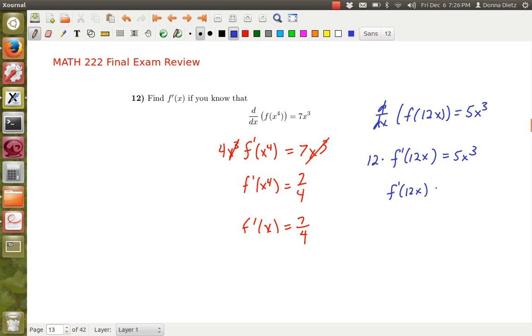If f prime of 12x is 5x cubed over 12, well, let's think about this. Y is equal to 12x. Then you solve, right? Y over 12 is actually x. So the inverse function is the divide by 12, right? So you can put in here, instead of x, for example, let x equal t over 12, for example.